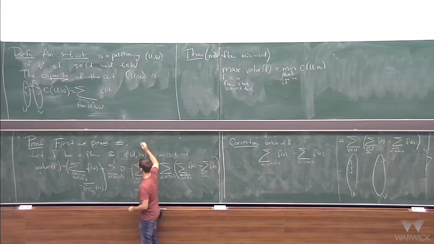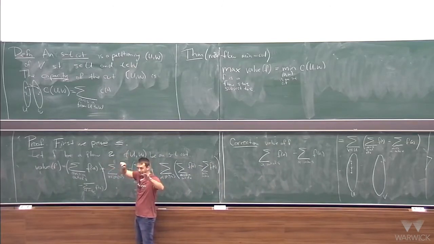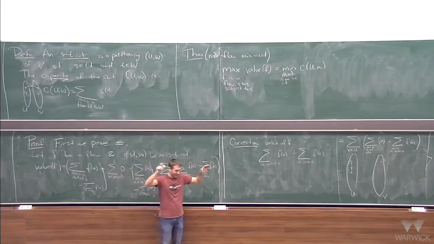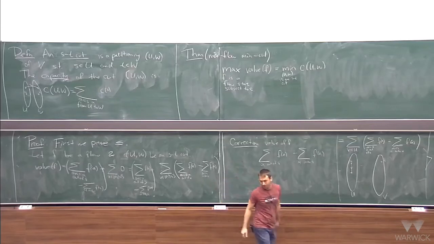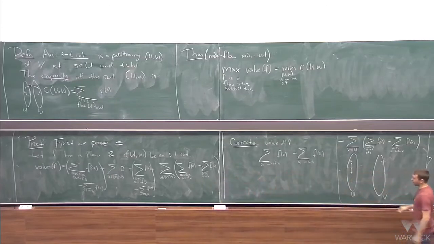U, W is a partition. S is in U, T is in W. And it's a partition, so they're disjoint. So it splits the graph. T is not appearing here anywhere. Oh, sorry, this is W. Okay, so here's the picture.